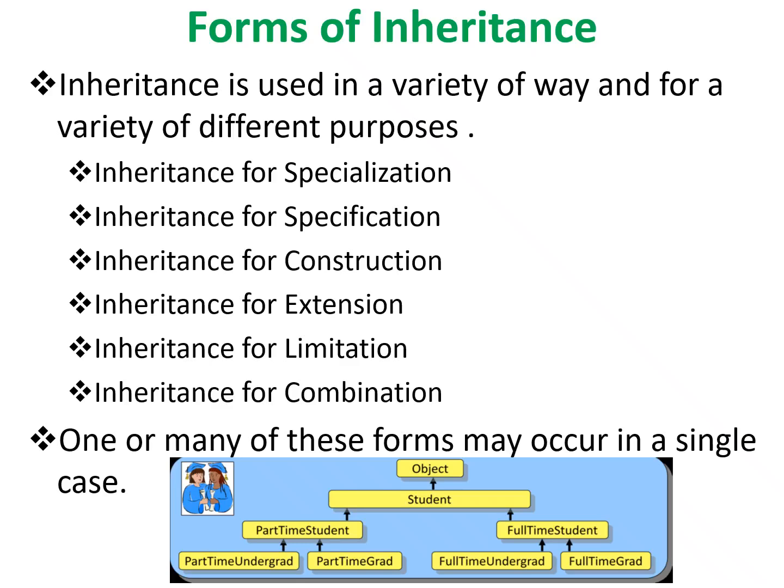Construction: the child reuses the parent's behavior but is not a subtype. For example, create a set from a list. Extension: the child adds new features. For example, a colored window extends window. Limitation: the child restricts parent behavior. For example, a stack from a list. Combination: multiple inheritance versus interfaces.